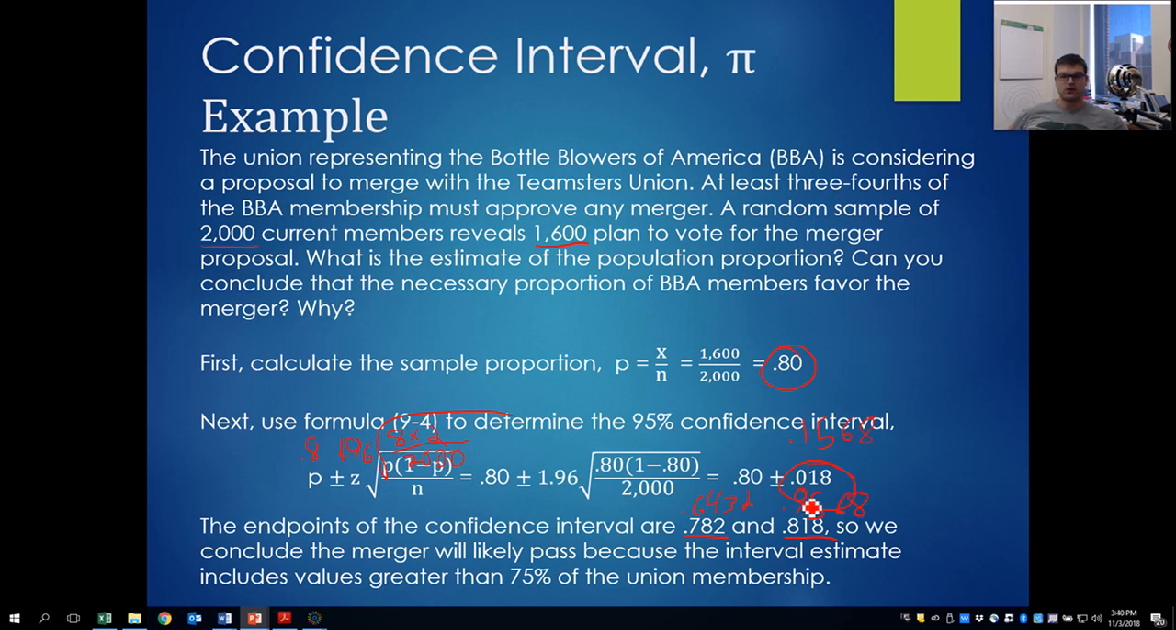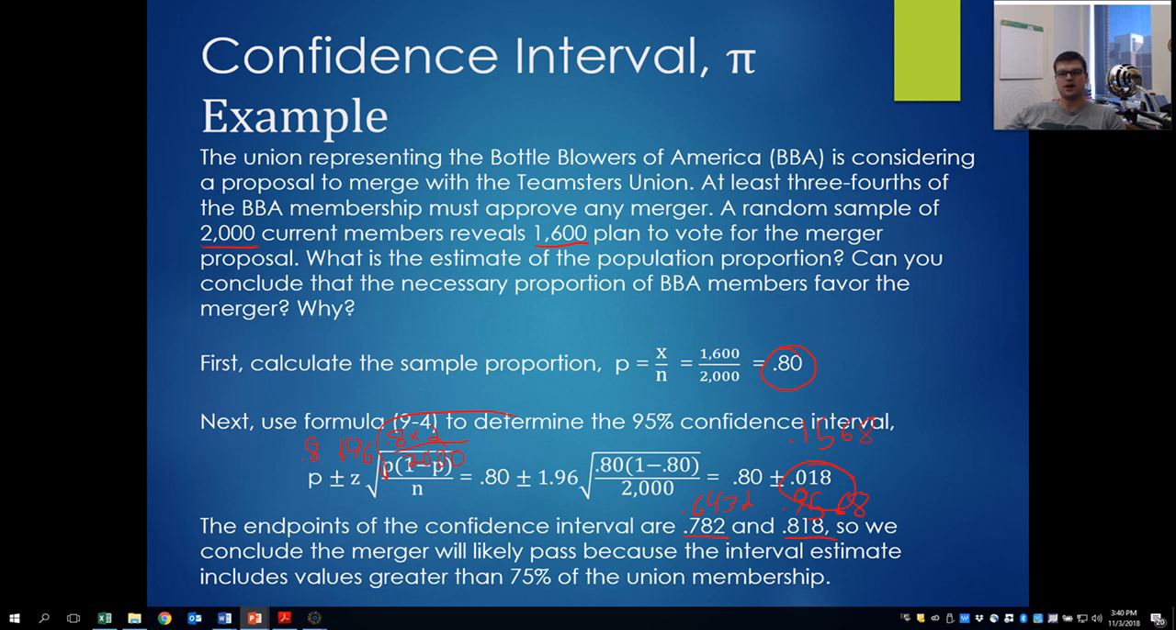So just because we surveyed 2,000 people, we were able to decrease the range, or we were able to make the confidence interval smaller, to say we are 95% confident that between 0.782 and 0.818 percentage of individuals are going to vote for the Bottle Blowers of America for the merger.